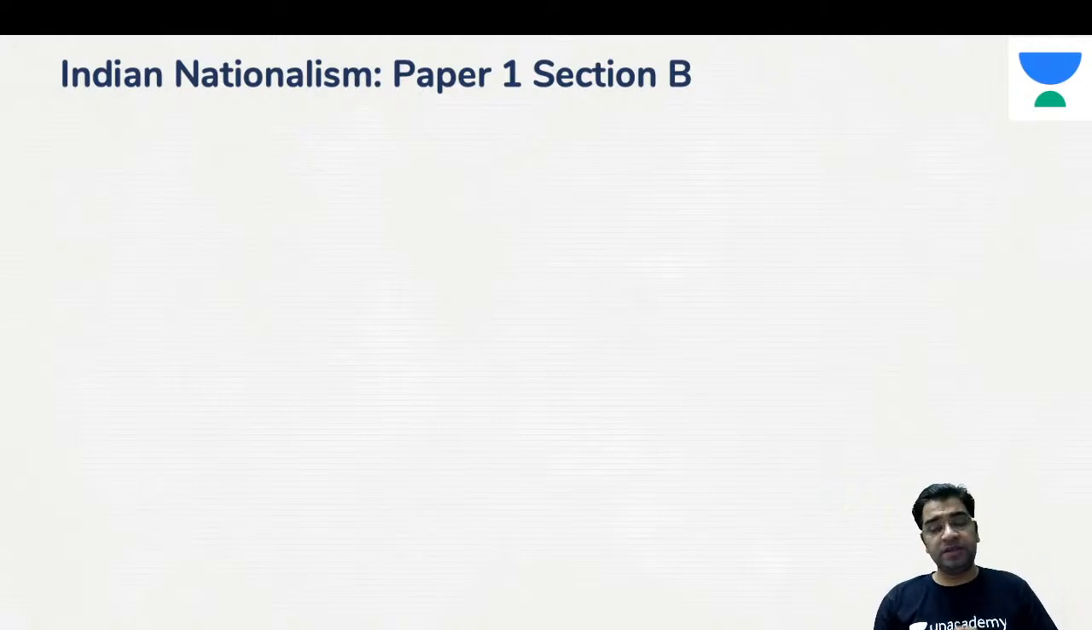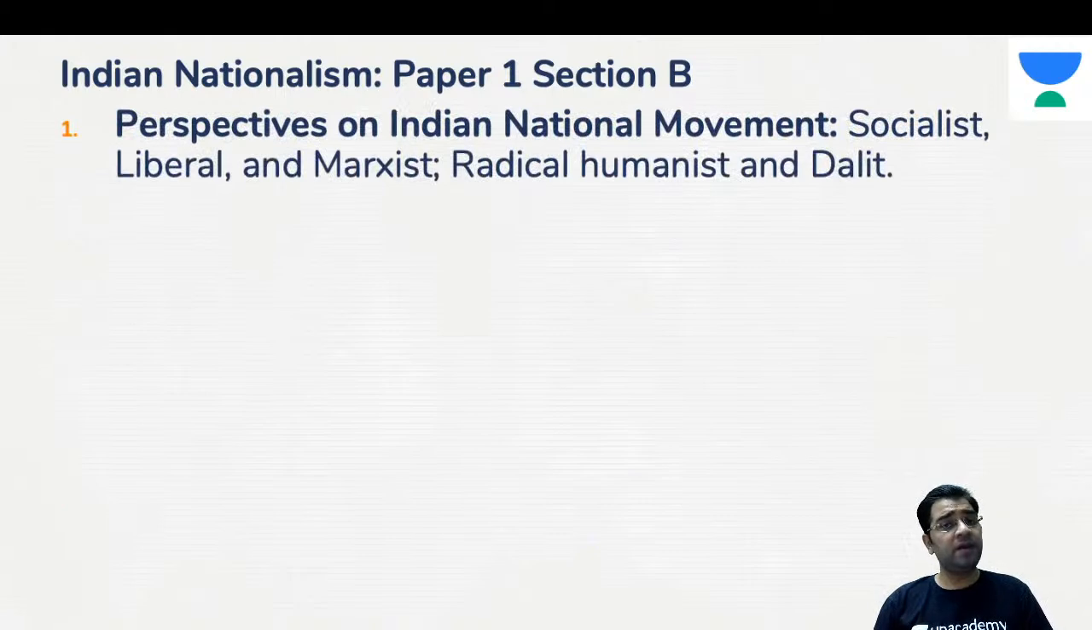Then you will have section B. Section B says Indian government and politics. This is nothing but a manifestation of your constitution. This is nothing but an extension of what you have read in Lakshmikant. If you see the perspectives of liberal, Marxist, radical humanist, Dalit, you have already read them somehow. You have linked them in section A. Now you will be reading them in totality.